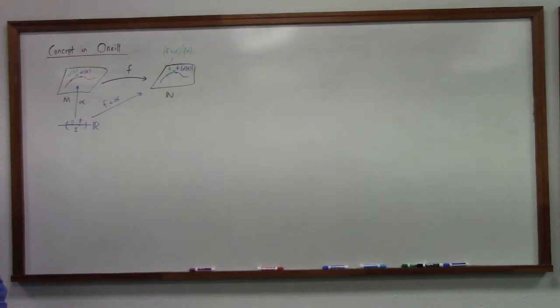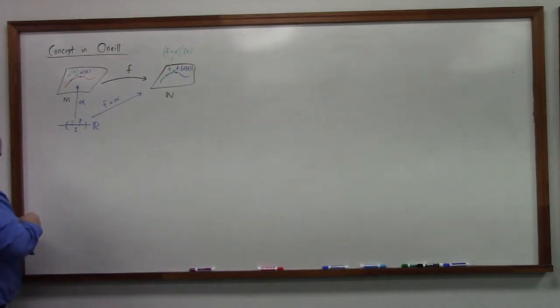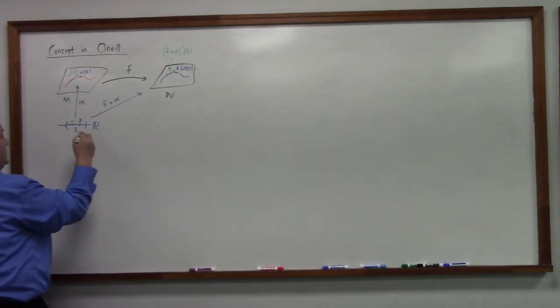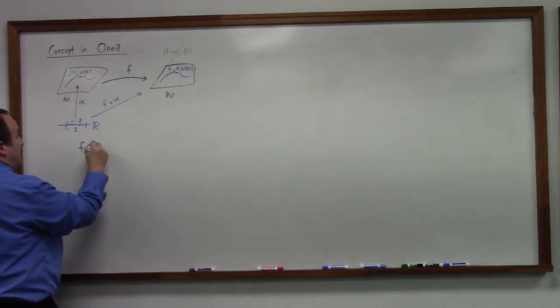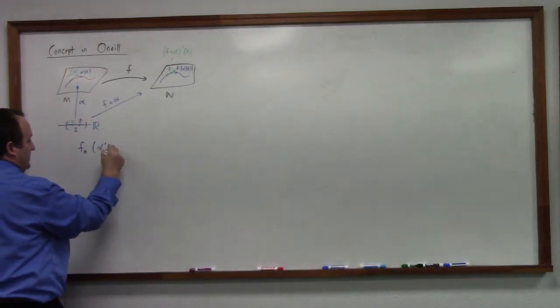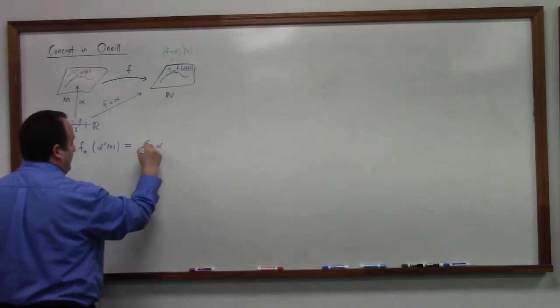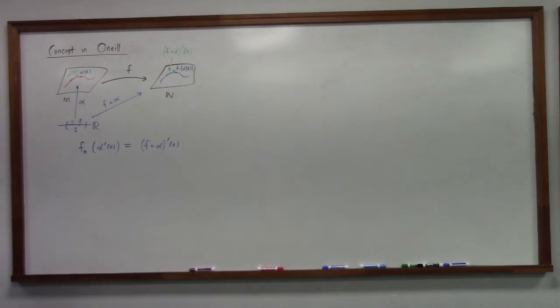And this is what the push forward is. The push forward maps the velocity at 0 to the velocity of the push forward curve at 0. So the push forward, which we use a star for, F star of alpha prime of 0 is equal to F composed with alpha, prime of 0. This is O'Neill's definition of push forward.